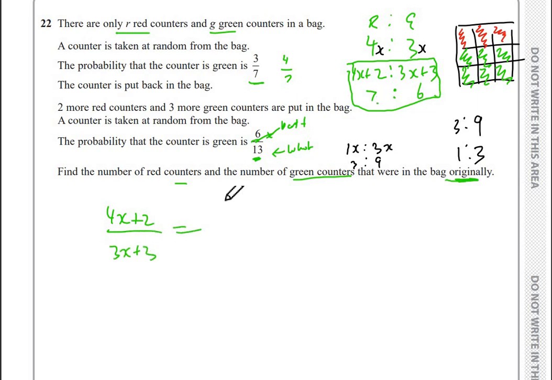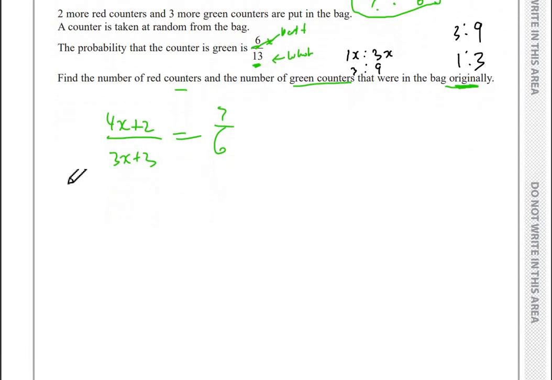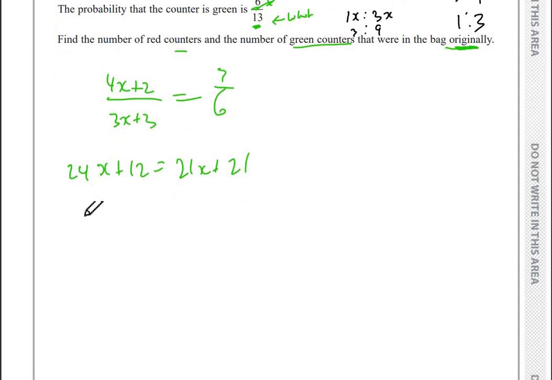So 7 over 6. Do a bit of cross multiplication. So 6 times 4, that gives us what, 24? 24x plus 12 equals 21x plus 21. Do a bit of rearranging, that gives us 3x equals 9, which means x equals 3.